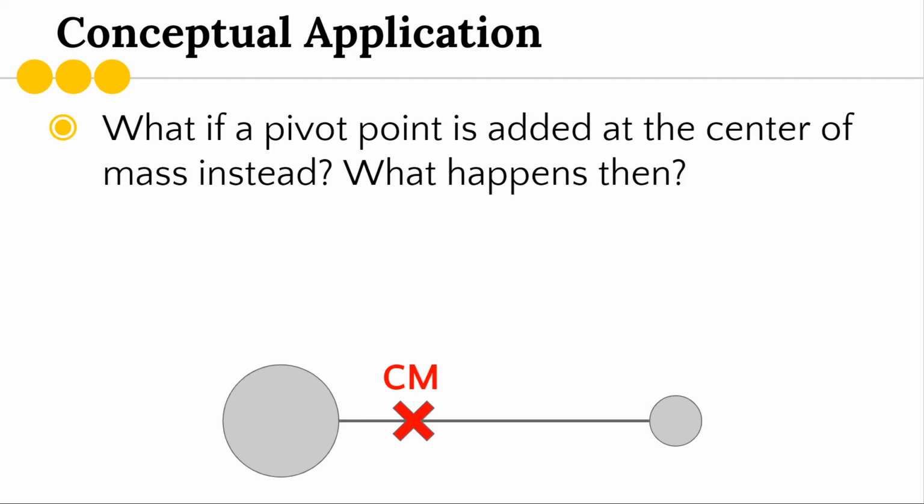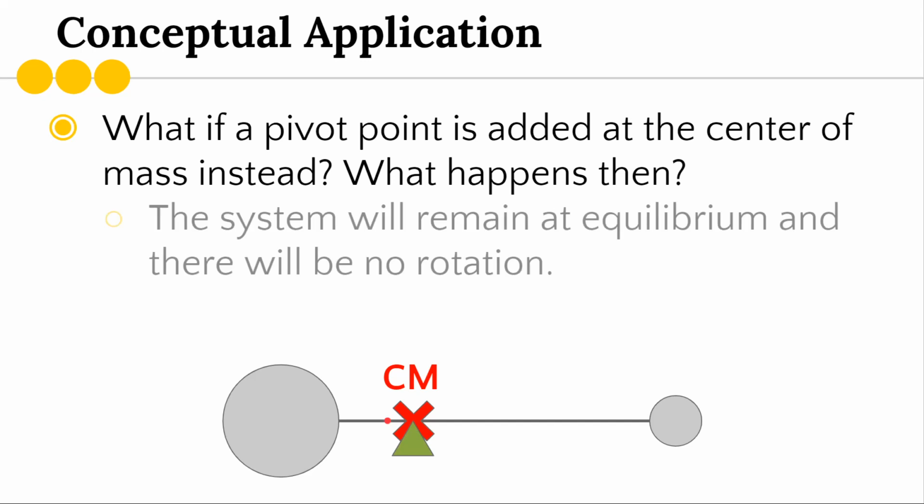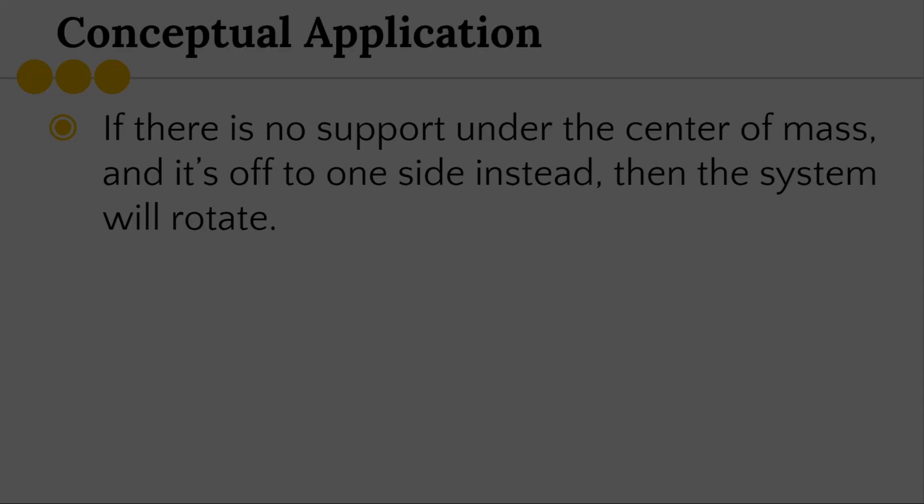All right, what if I put the pivot point underneath the center of mass instead? Balance. Yep, you would be able to balance it. Okay, so if you had the pivot point underneath the center of mass, the system would remain at equilibrium. There would be no rotation. It would be just like this meter stick that I initially balanced on my finger. My center of mass will be shifted into a different position, but you'd still be able to balance it if you were to put support underneath the center of mass of that object. You would have no rotation.